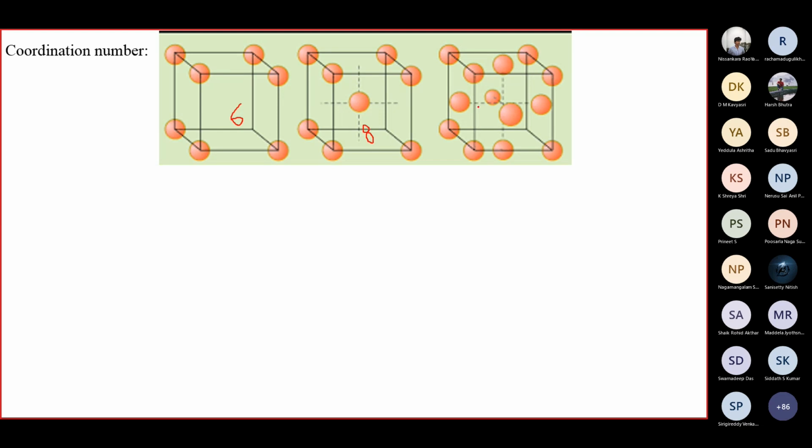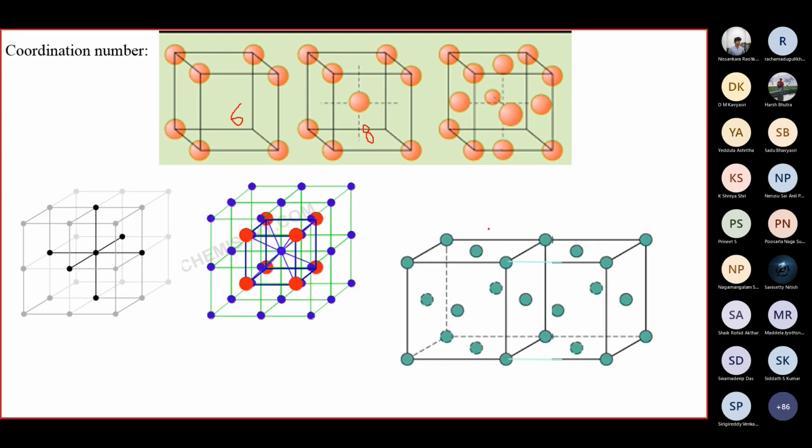What about this one? Face centered. 12, sir. How do you get it? See here. This is a face-centered cubic lattice, right? This is simple cubic, and it has atoms on each of the faces. Now consider this plane.